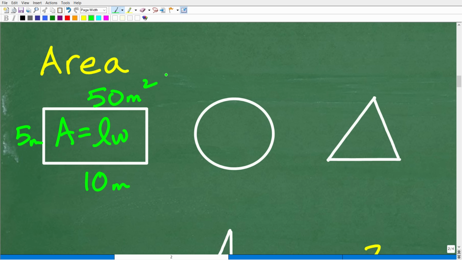All right, so the main idea here is that to find the area of a figure, as long as we have the formula, we should be okay. So let's find the area of this circle. Well, we can do that as well, but we need the formula.